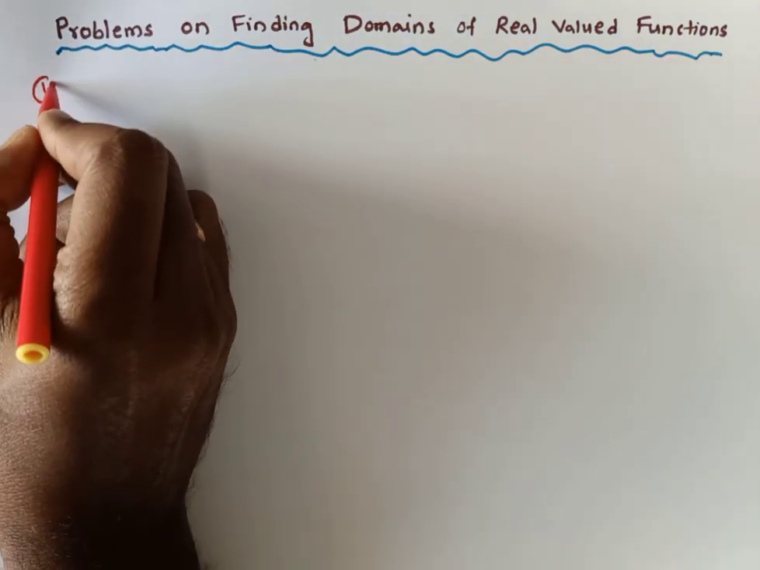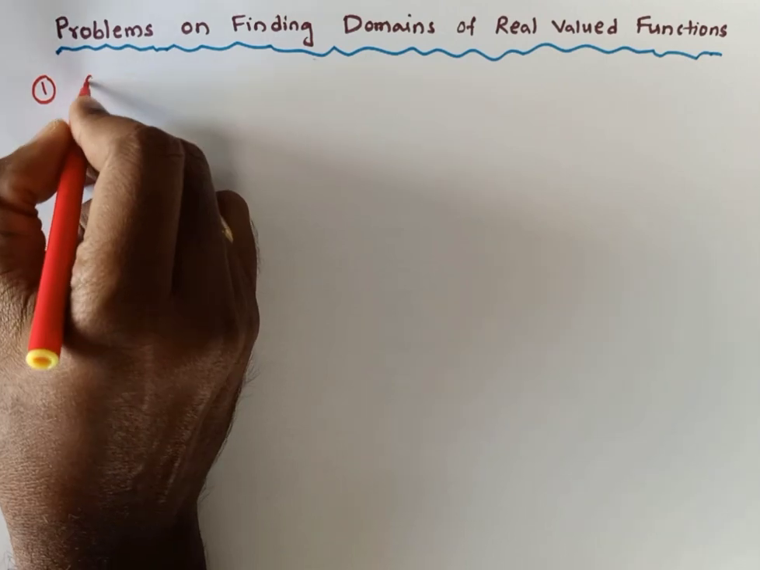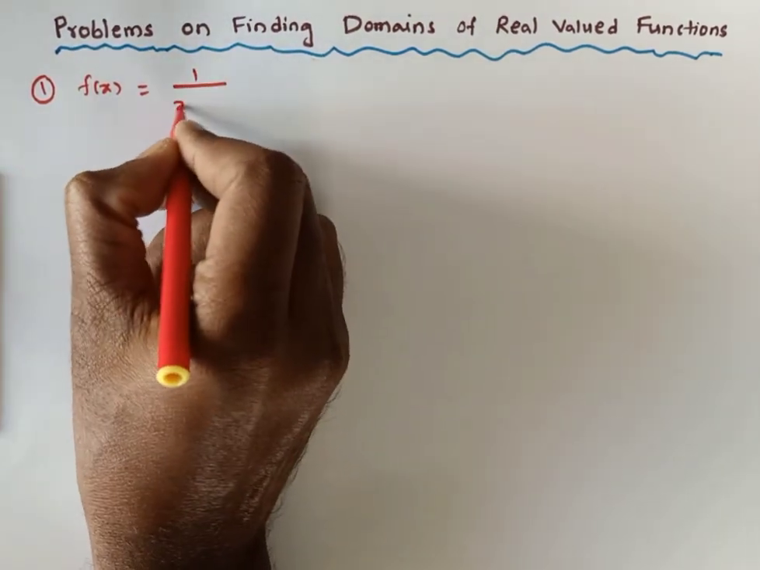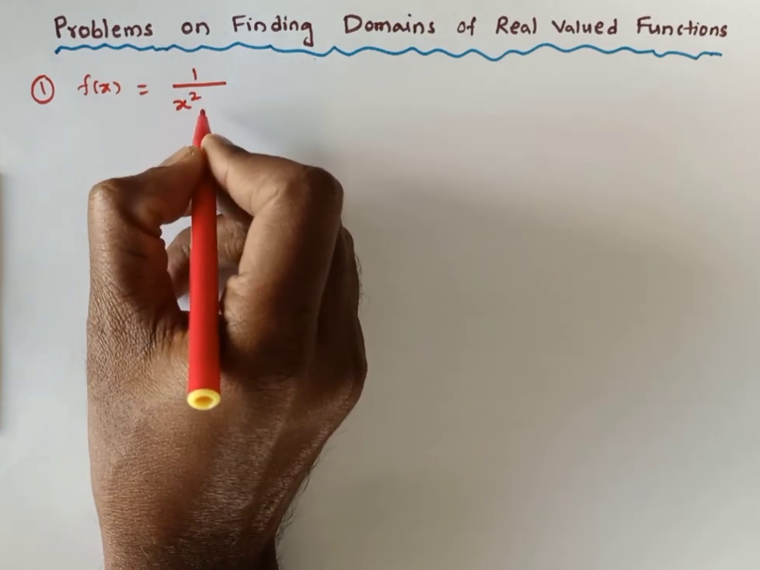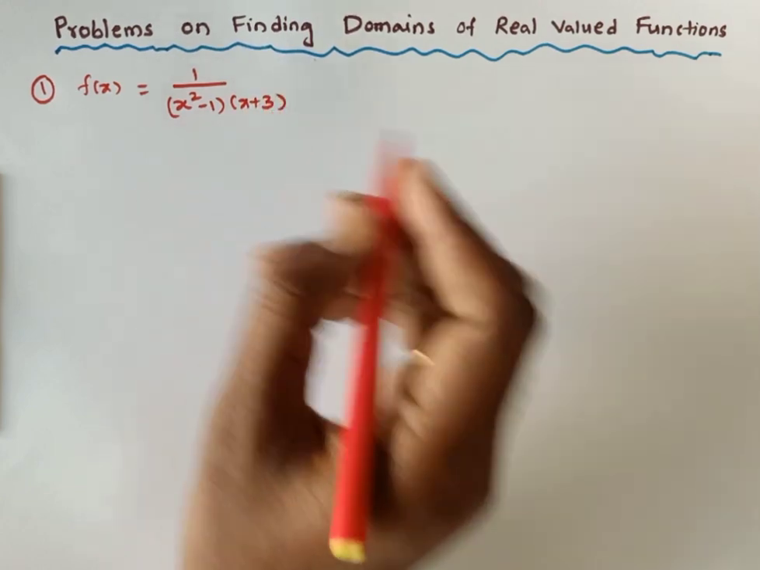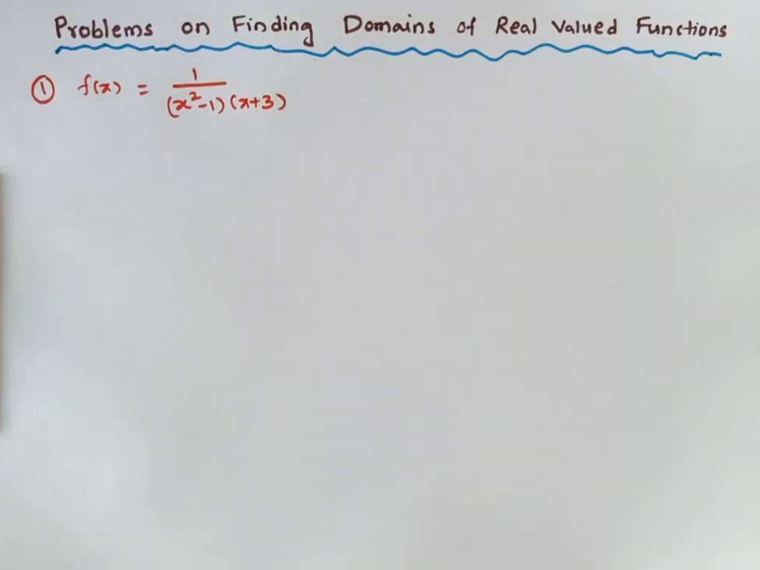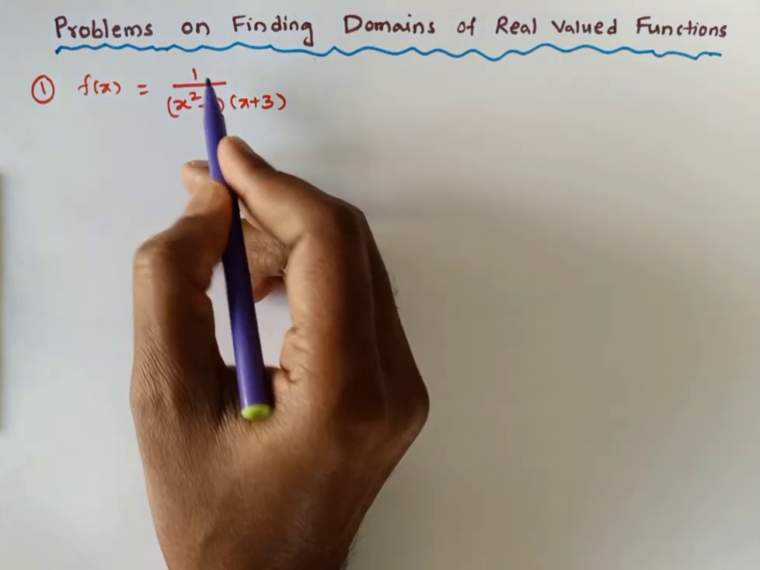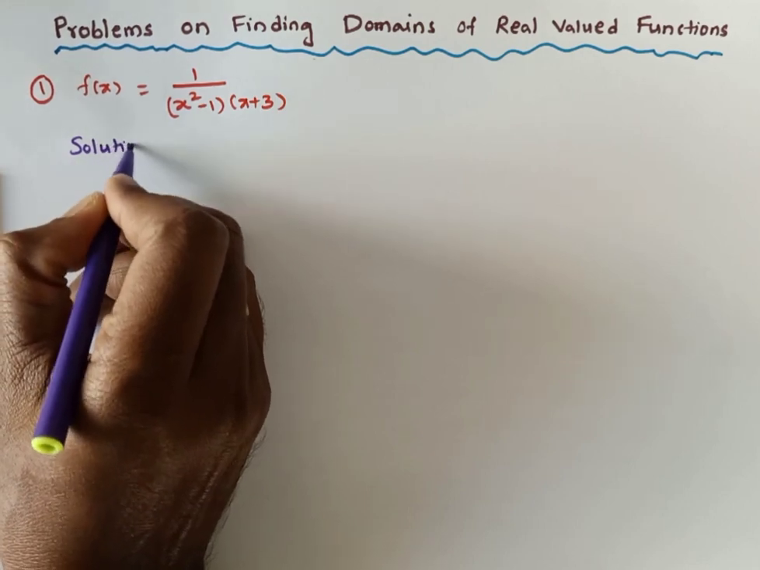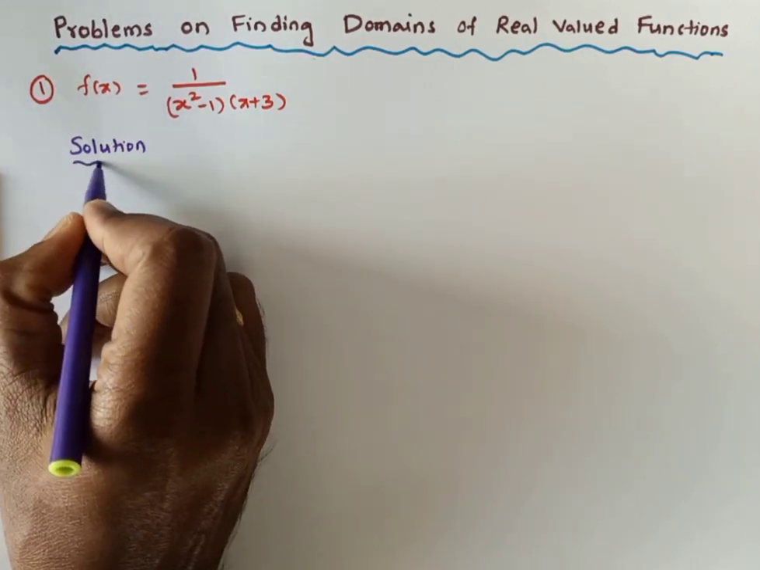So number one, f of x is equal to 1 divided by (x square minus 1) into (x plus 3). See here, it is in the form of f of x by g of x. Here the numerator is a constant, the numerator value is only 1, so it is defined for all values.